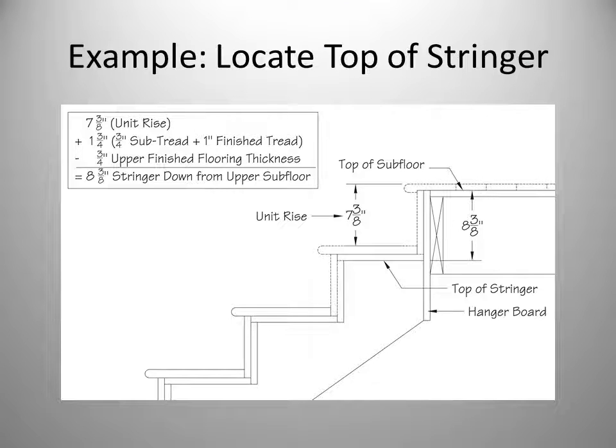Here is that same process using the formula from previously. Start with your unit rise, 7 3/8 inches. Add your tread materials, your 3/4 inch subtread plus your 1 inch finished tread, and subtract your upper finished flooring material thickness, in this case 3/4 inch hardwood. That will give you a dimension of 8 3/8 inches down from the upper subfloor.